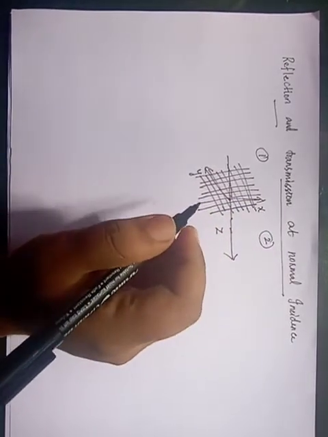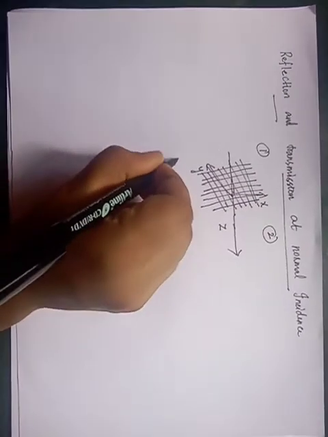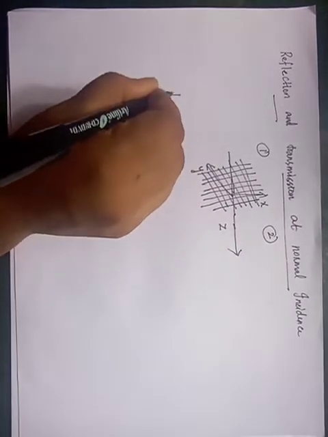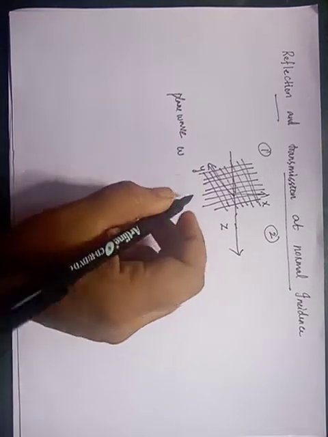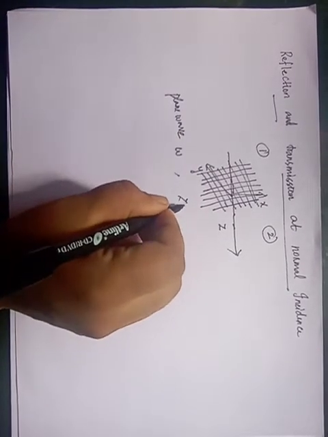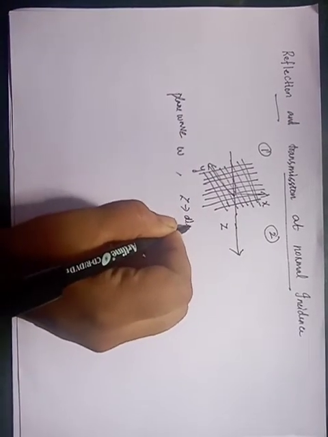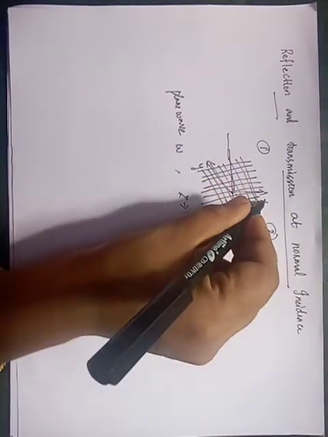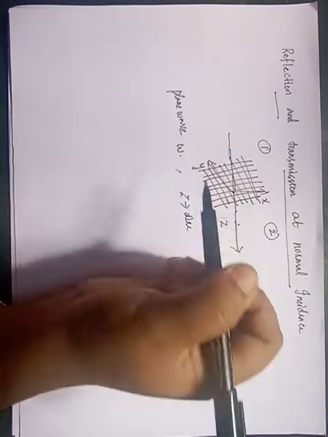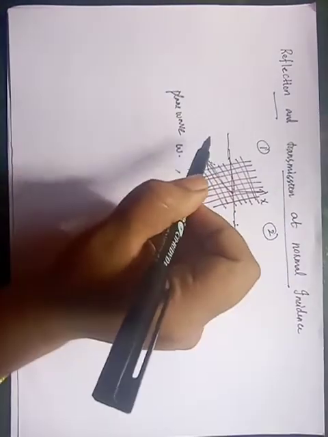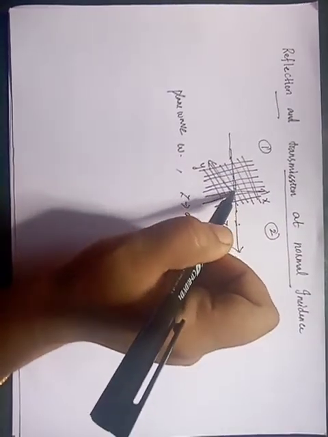Now a plane wave of frequency omega is traveling in the z direction. So this is the x direction, y direction and z direction. Since it is a normal incidence, the wave is going to be incident like this.